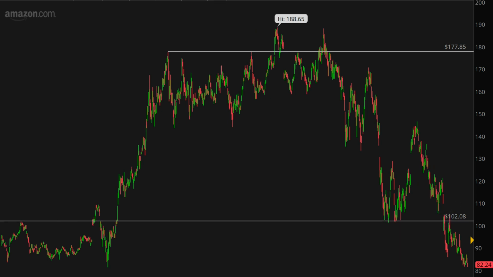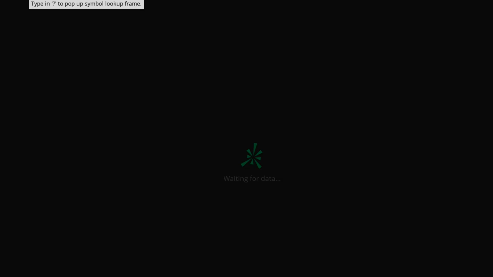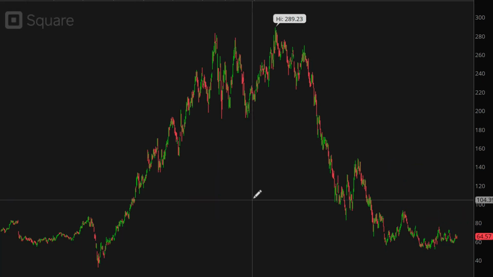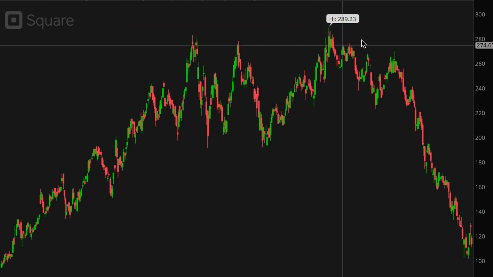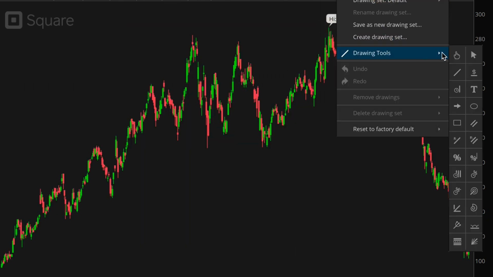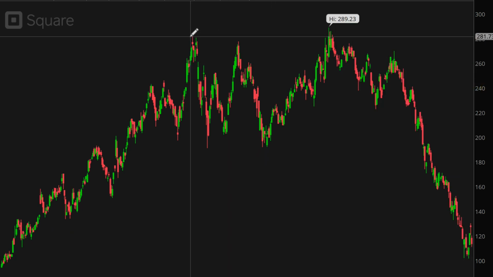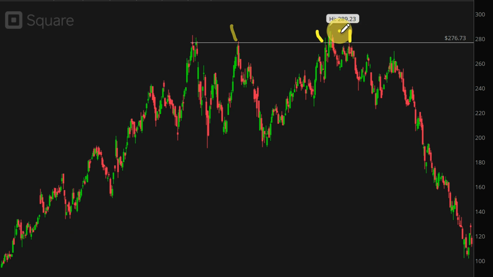Now let's look at another example. Let's look at Square. So over here, we can zoom in, and we can see again the level over here where it has resistance. Once over here, again over here, again over here, again over here rejecting, again over here. Here it broke it, but what happened? The buyers weren't strong enough. The momentum of the buyers wasn't strong enough to keep it above this resistance. In fact, the sellers came in and pushed it lower.